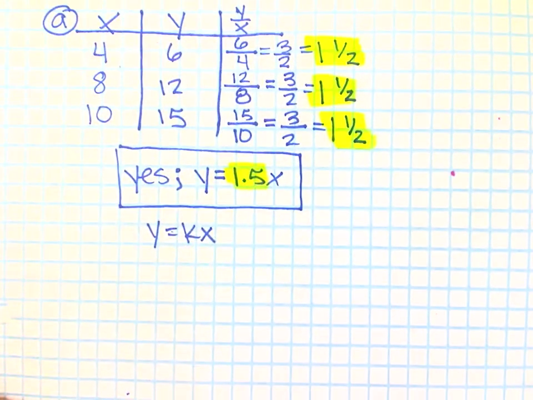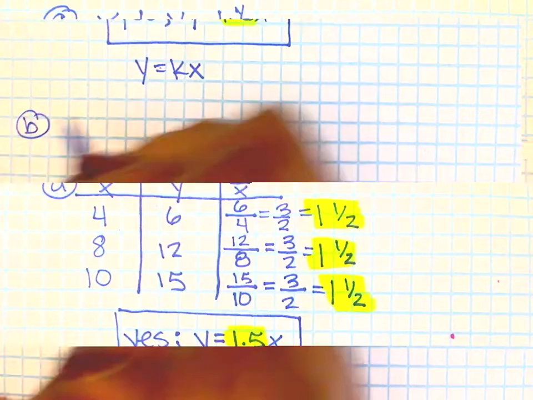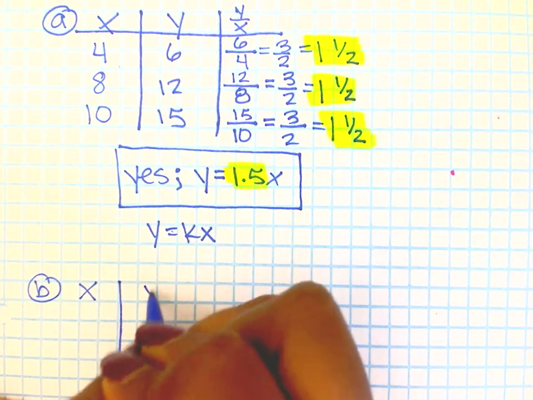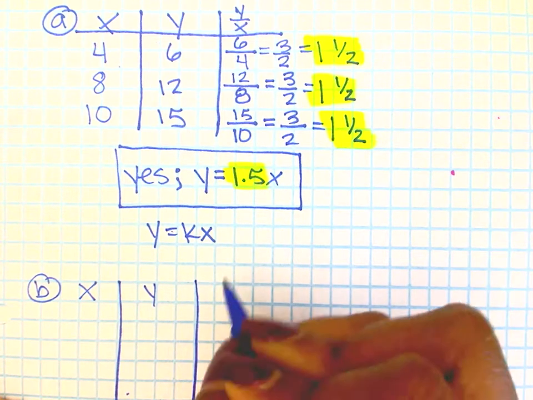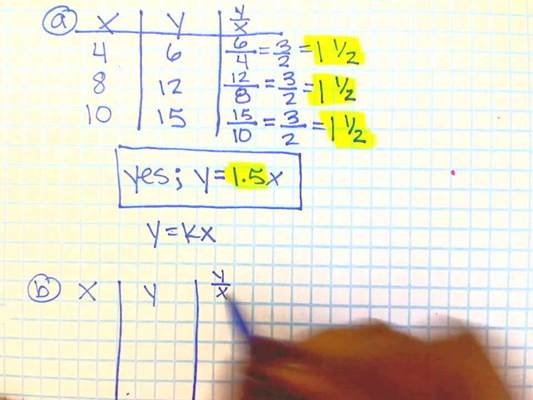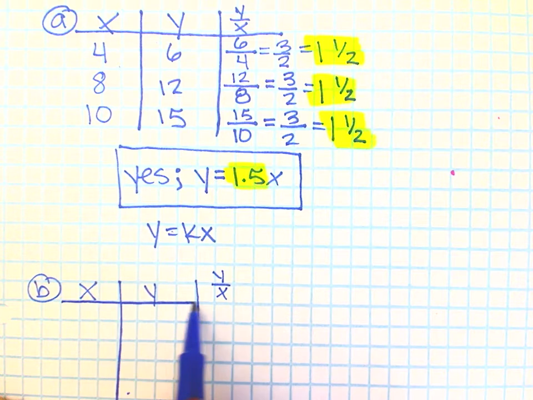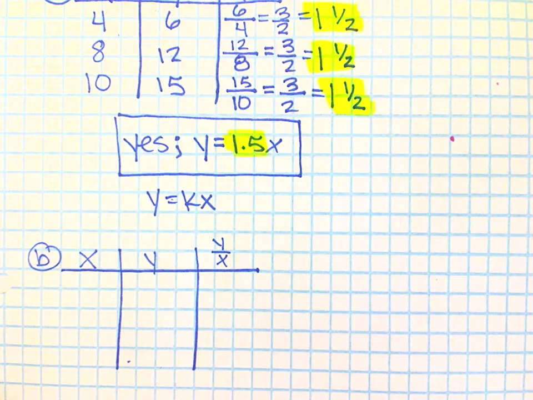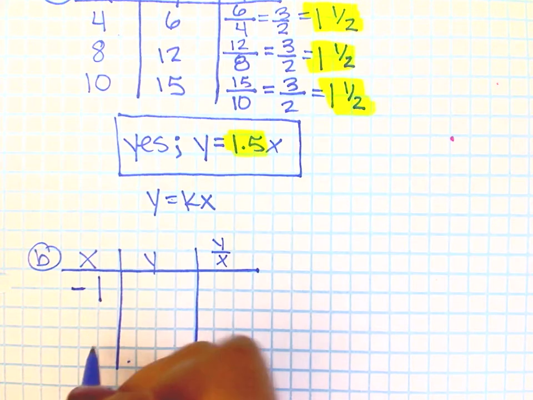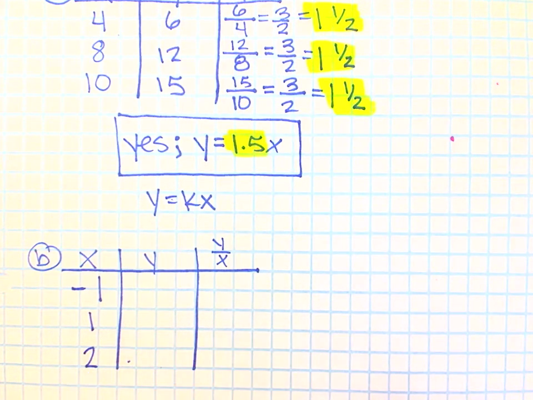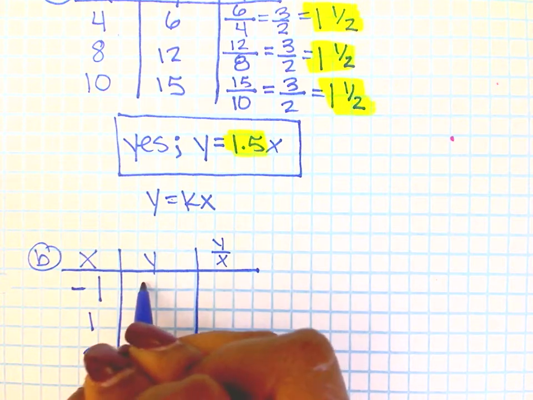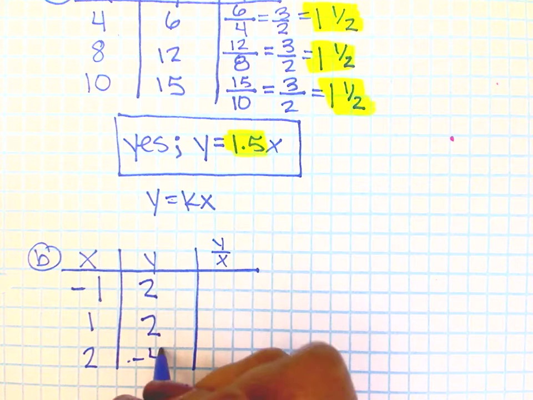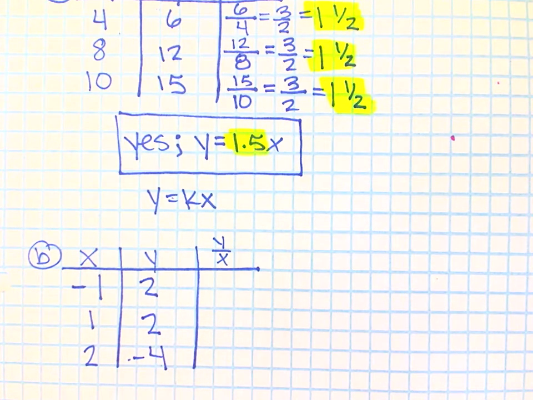Here's another. Letter B. X, y, and y over x. In this one, the x is -1, 1, and 2. And the y is 2, 2, and -4. Go ahead and write those down.